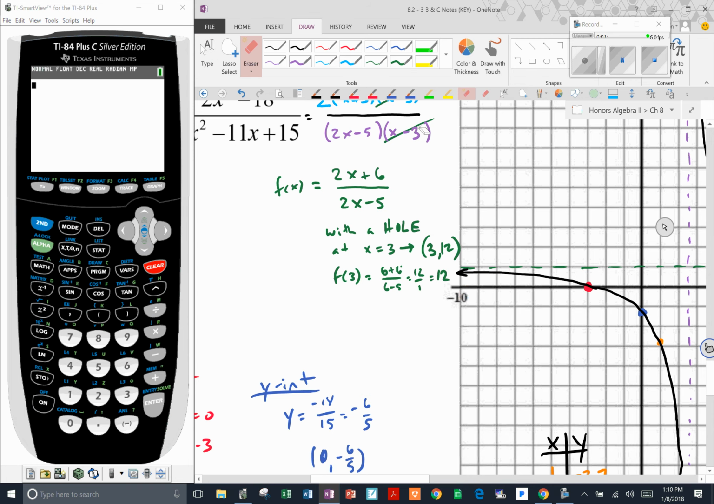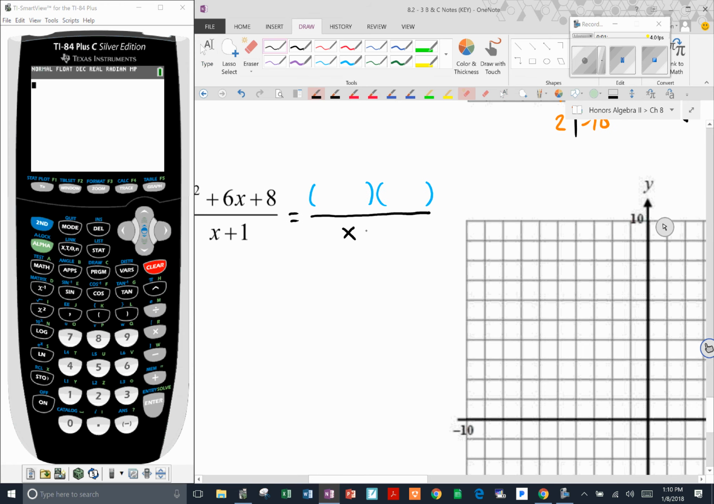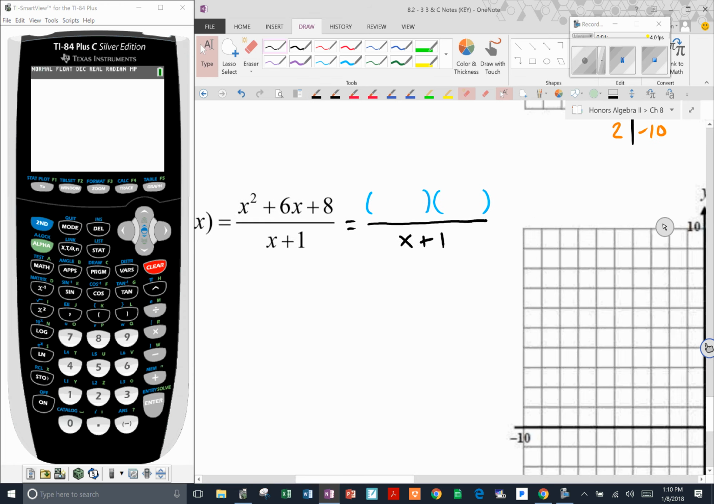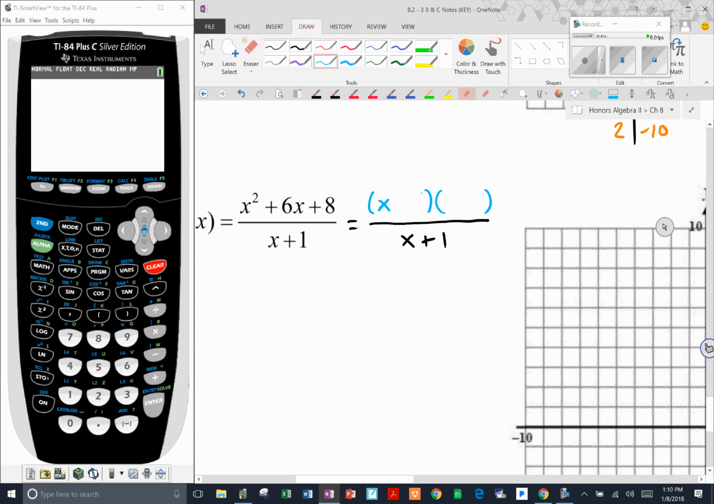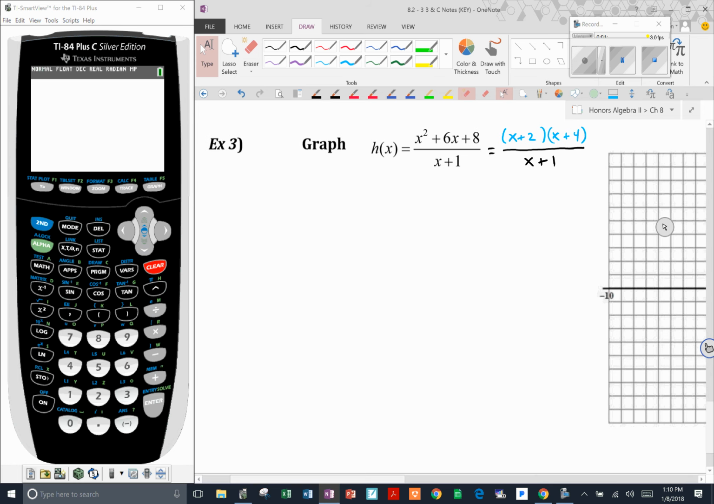Well, the only way that we'd have a hole in this graph, since there's only one factor in the denominator, x plus 1, is if there was an x plus 1 in the numerator as well. Well, it turns out there's not. We have x plus 2 and we have x plus 4 as our two factors, so there is no hole here. All right, so let's start breaking apart what we do know about this graph.